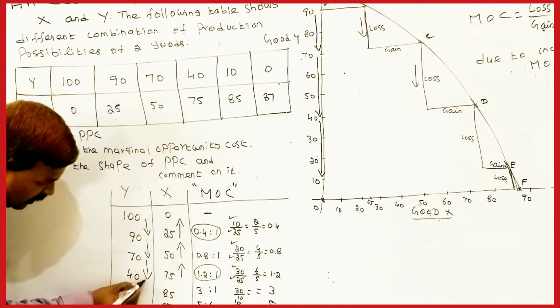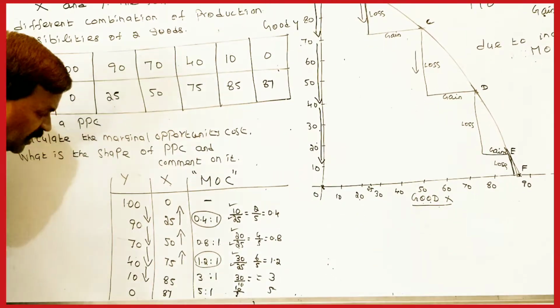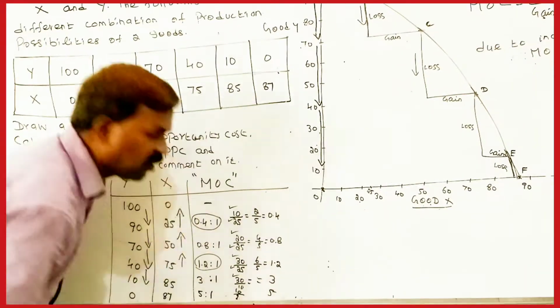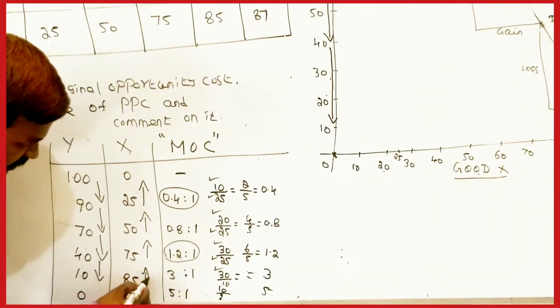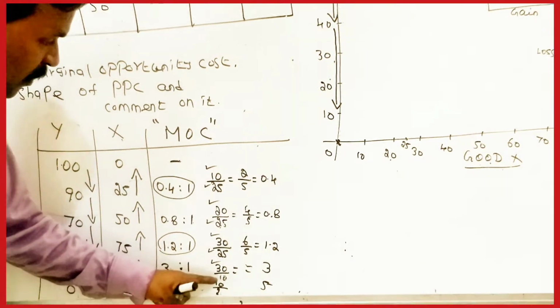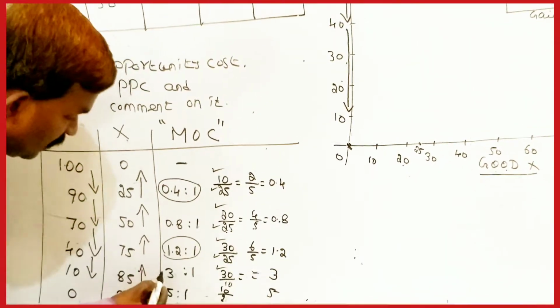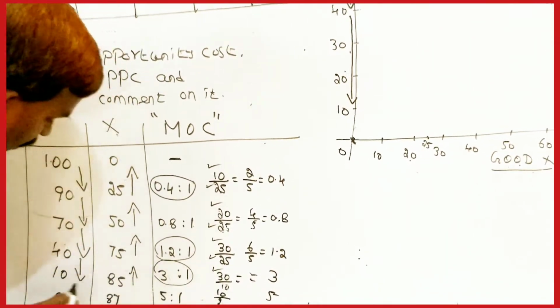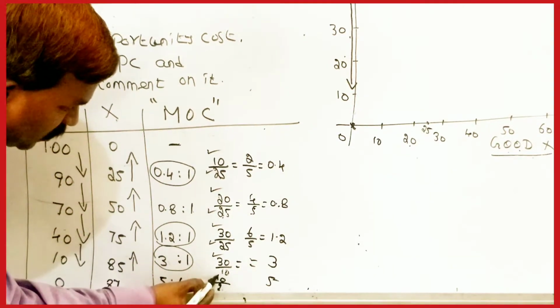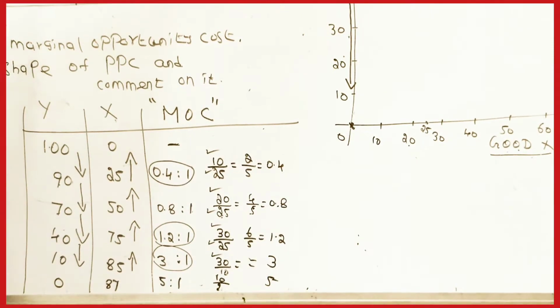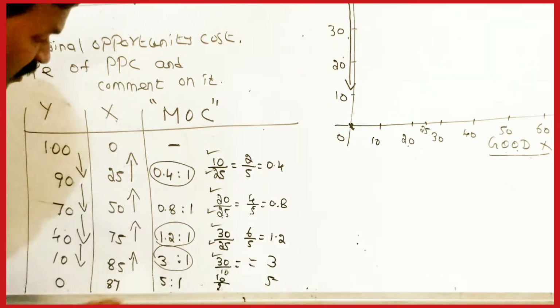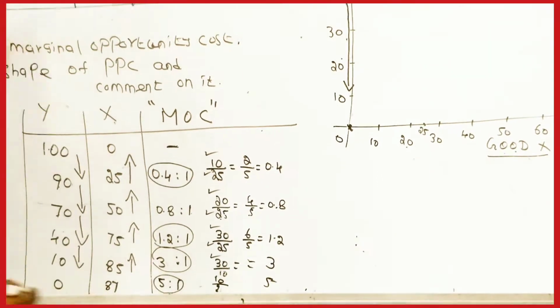Then production of good Y again falls down from 40 to 30. So 30 is the loss of output of good Y, and the increase in the production of good X is 10. So 30 upon 10, the answer is 3. Here the ratio is 3 is to 1. And next, 10 is the loss of output of good Y and 2 is the gain in the output of good X. 10 upon 2 is equal to 5. 5 means 5 is to 1.